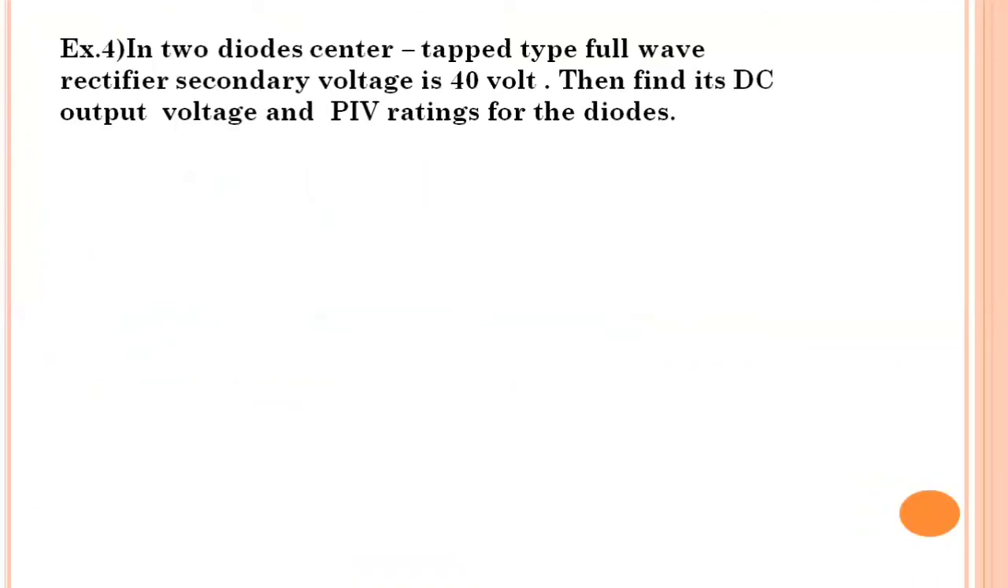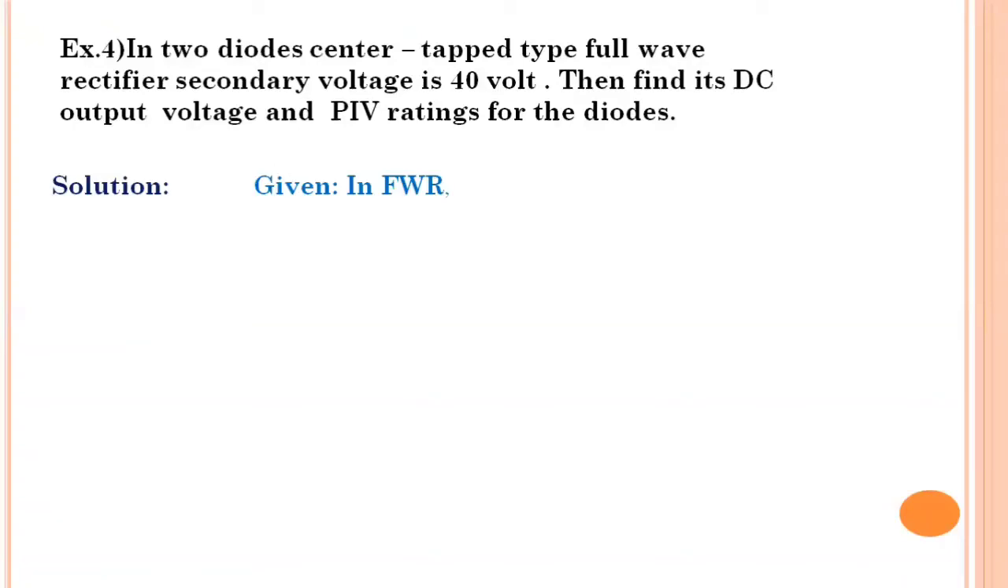We'll go for now. Next, example number 4. Again, it is on center tap type of full wave rectifier, 2 diode center tap full wave rectifier. Sometimes it is mentioned only as full wave rectifier. Remember, voltage across secondary is 40 volt. Then find its DC output voltage and PIV rating for the 2 diodes.